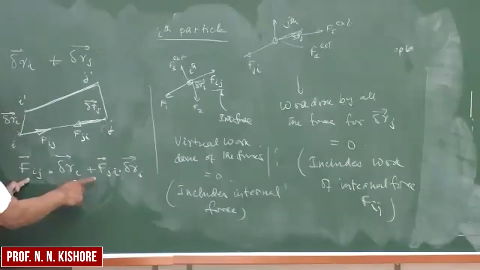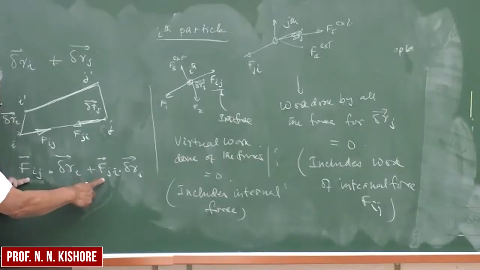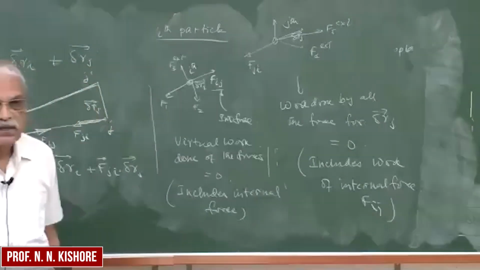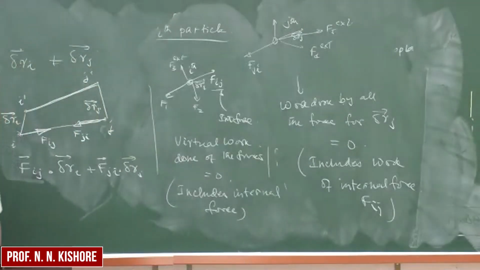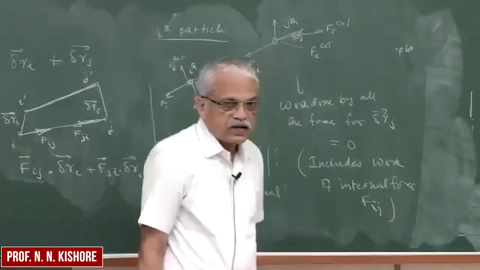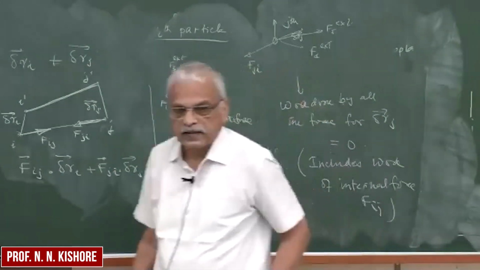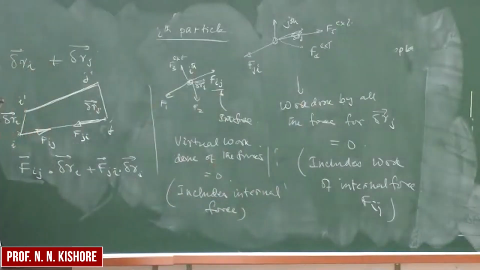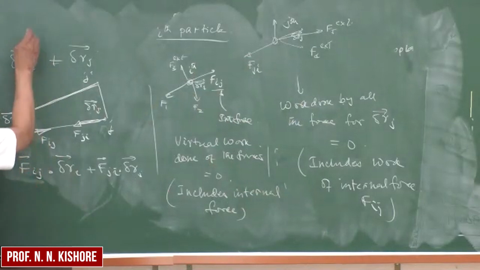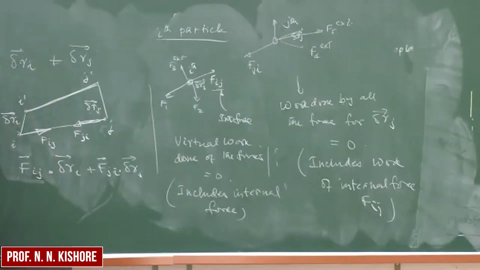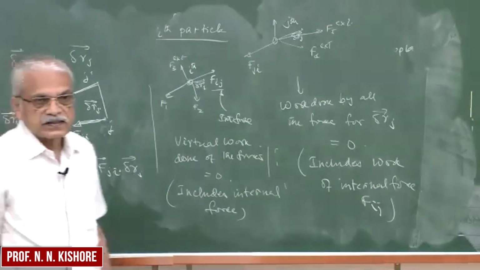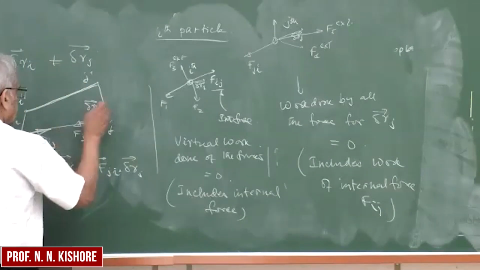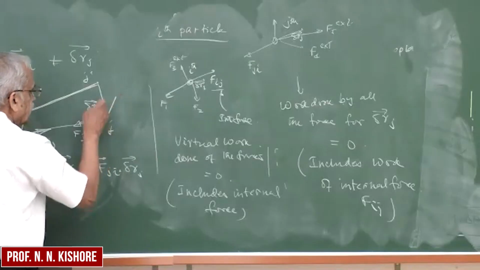Of course we know that Fij and Fji are equal and opposite, but delta Ri and delta Rj are not exactly equal and opposite. However, for a rigid connection, the i and j distance remains constant all the time because of the rigid body. We are only talking about a rigid body. So can we show that it is 0? I'll give you a quick thing here, just like we have done earlier.